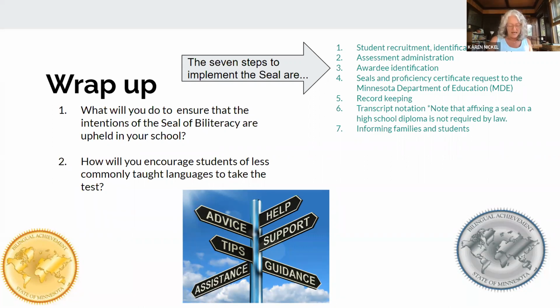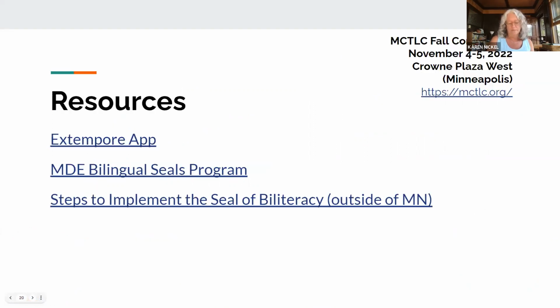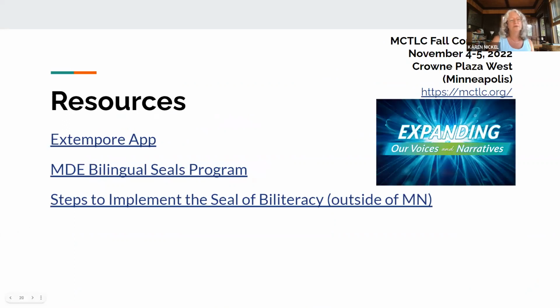So that's great. If you want to go to the next slide, we've got some resources there. The Extempore app, of course, there's bilingual, the MDE has a bilingual seals program, and then there's also some steps to implement the Seal of Biliteracy. The other thing is the MCTLC Fall Conference is coming November 4th and 5th. We're going to be at Crowne Plaza West, which is just outside of Minneapolis here. And so there will be some more information about the seals there for sure, as well as other opportunities.